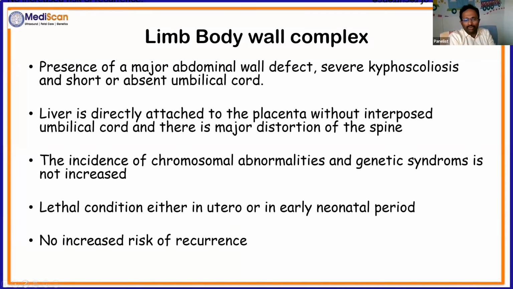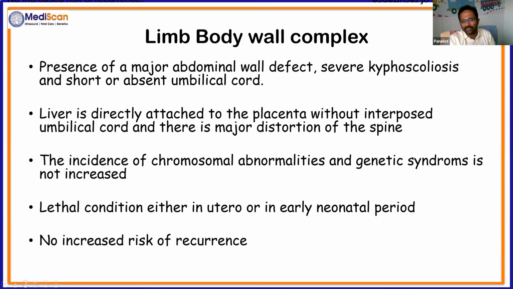So we move on to the other complex problems. From the back, we go to the front, and we need to look for the body wall defects. Normally, we have a complete chest wall and an abdominal wall covering the baby. If there is a large abdominal wall defect associated with an angulated spine, what we saw in the previous baby, and a very short umbilical cord, then we call it a limb body wall complex.